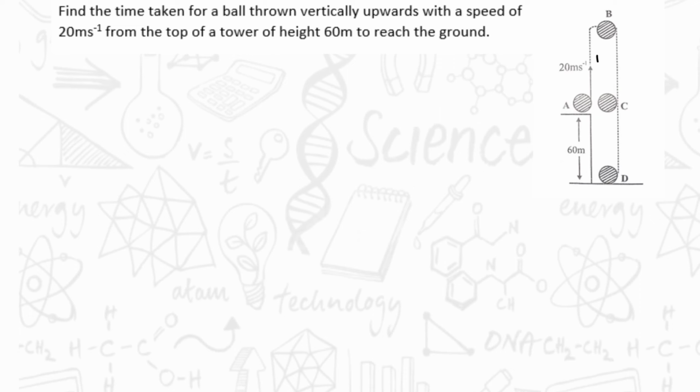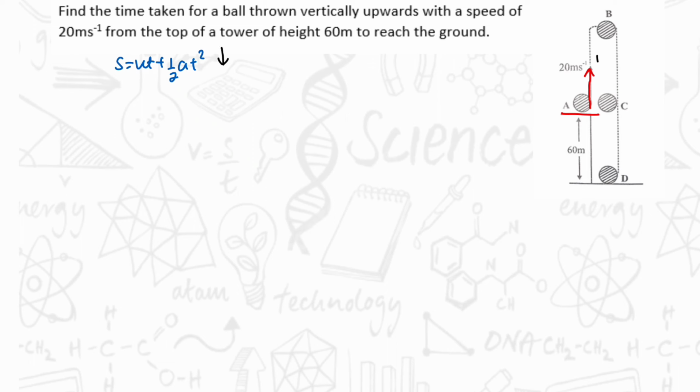Now let's move on to a question. Find the time taken for a ball thrown vertically upwards with a speed of 20 meters per second from the top of a tower of height 60 meters to reach the ground. The object is projected vertically upwards. So we can apply the equation s equals ut plus half at square.